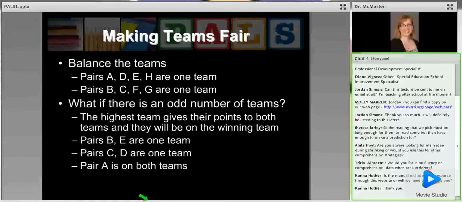B, C, F, and G are the other team. If there is an odd number of pairs, which could happen, you could just have it so that at the end of the week when kids add up their points, the highest pair gives their points to both teams. So let's say pair A had the highest number of points. They could share their points with both teams. And that way, they're automatically on the winning team, and we can see how the other teams came out.